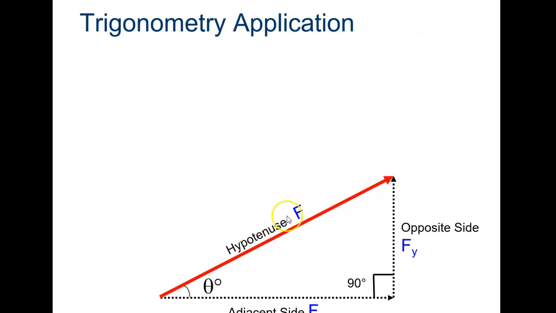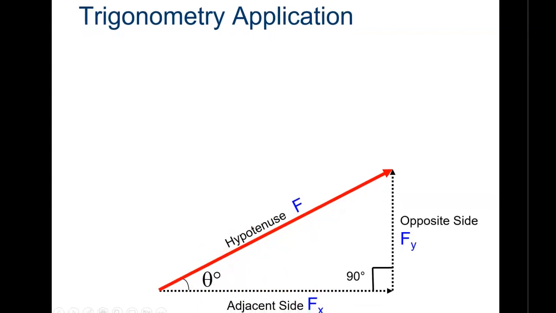So let's say the hypotenuse is the vector F. We have the angle. We have an adjacent side, which is along the x-axis, so we're going to call it f of x. And then we have the opposite side, which is along the y-axis, right? So we're going to call it f of y.